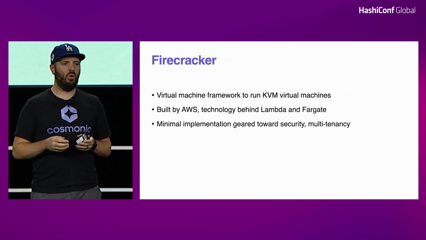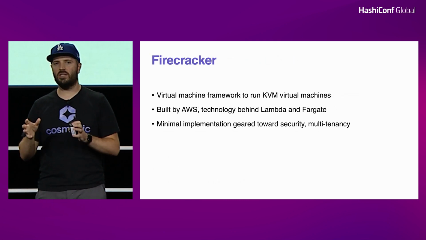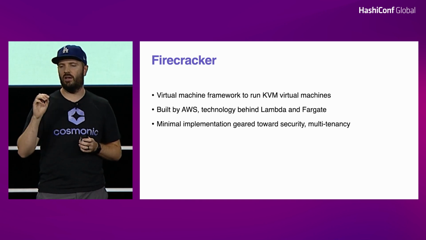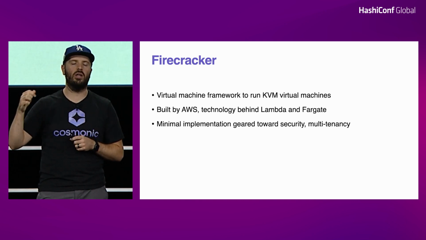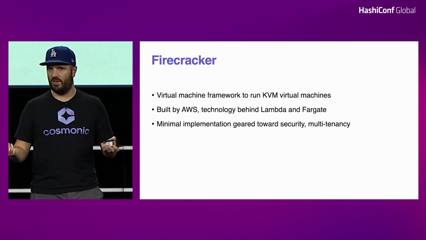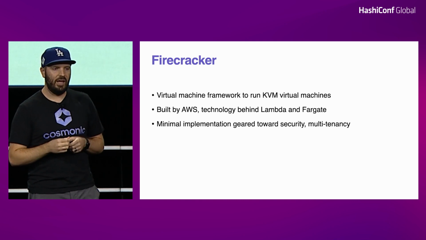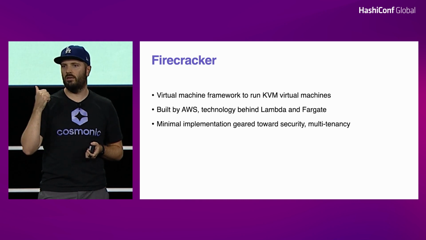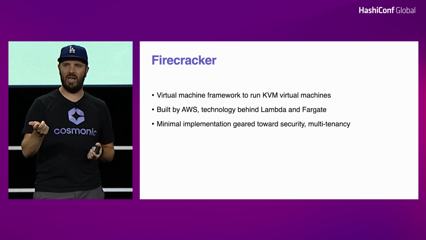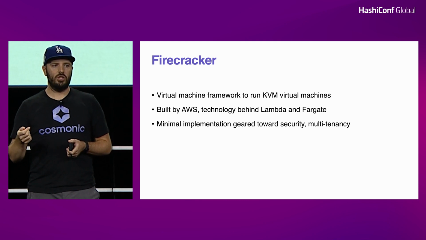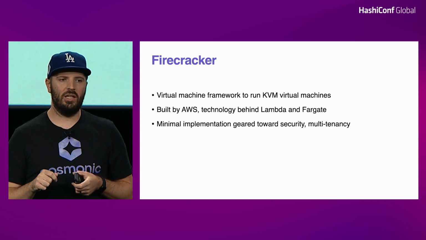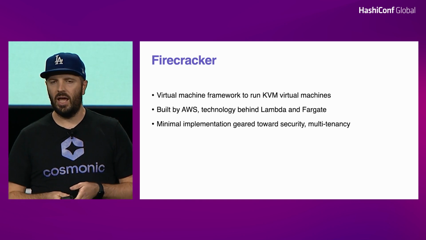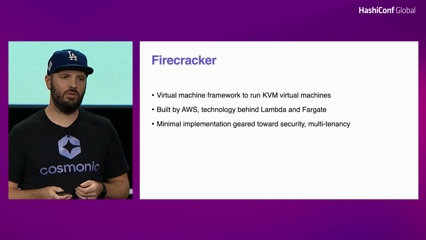Now, Firecracker, if you've not heard of it, I actually was surprised that a lot of people had not heard of it as I've talked to people at the conference. It's a virtual machine framework that was built to run virtual machines on top of KVM, which is part of Linux. And it was built by AWS, and it's the exact same thing that they're using to run Lambda functions, and Fargate, and I think a couple other things. So it's a very, very minimal implementation, and it's geared towards this idea of we want to have a secure environment or we want to be running a multi-tenant environment. And so that sounds exactly like what we need for our use case.